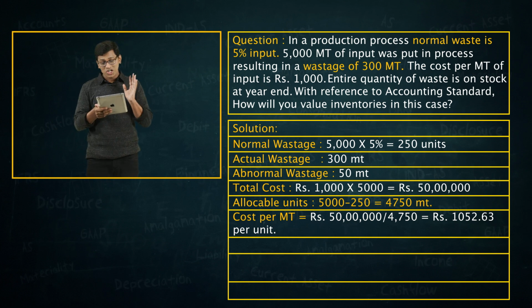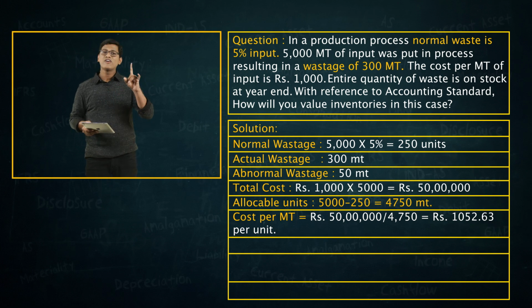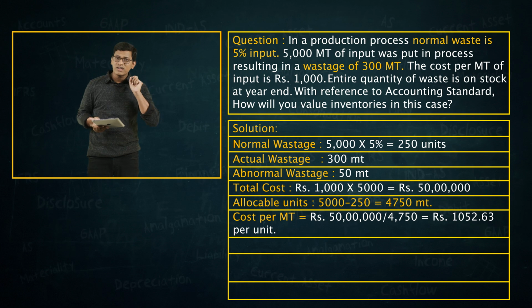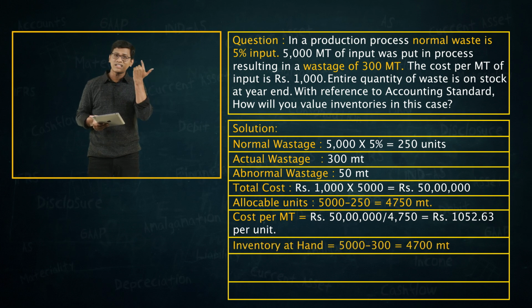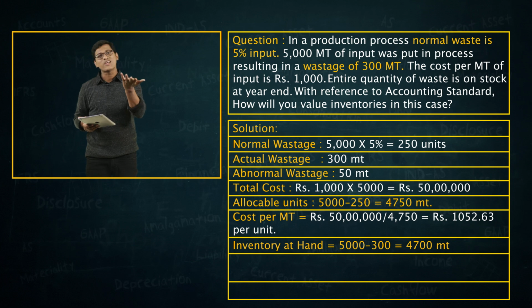Now, what is the question about? How will you value inventories in this case? How much of inventories are left out? Friends, 5000 we ordered, but how much? 5000 minus the actual wastage. Actual wastage is 300. 250 is normal, 50 is abnormal, but totally what is the wastage? 300 is the total wastage. So only 4700 we have in our stock.